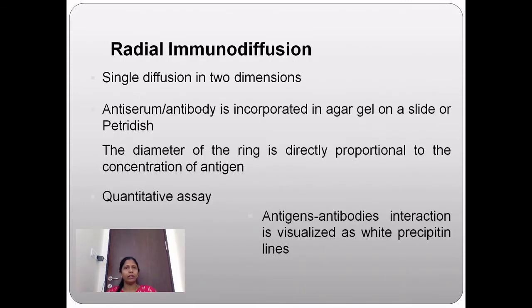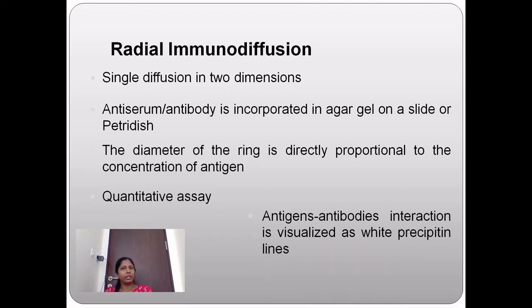Radial immunodiffusion is a procedure which involves single diffusion in two dimensions. That is, this allows the diffusion of only the antigen. In this case, the antiserum or antibody is incorporated into agar gels cast on a slide or a petri dish. In these agar gels, wells are cut into which antigen samples are loaded. These antigens undergo diffusion radially, that is, in all the directions around the well, and when the concentration of antigen in these samples reaches equivalence to the antibody, then precipitation occurs.